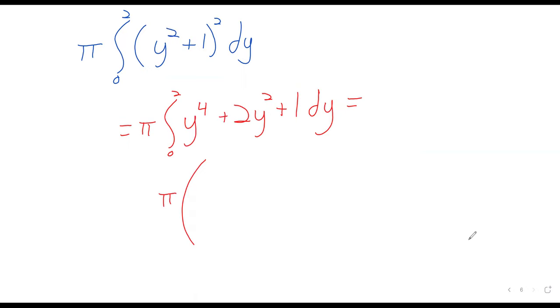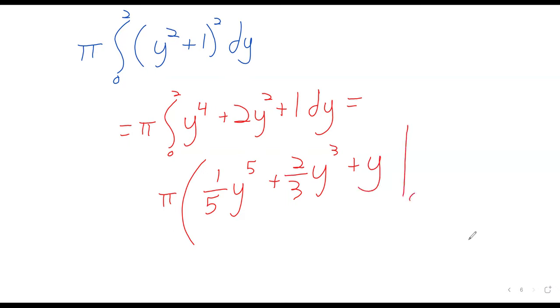And now, let's not forget the pi, but the integral of y to the fourth is what? Oh, duh. Y to the fifth power. 1/5 y to the fifth power. We bump the power up, and then we divide by it. So same thing here, we're going to bump the power up. We're going to divide by it. And the integral of 1 is just y. Exactly correct, thank you. And now we plug that 2 in, and we plug that 0 in, and we subtract.